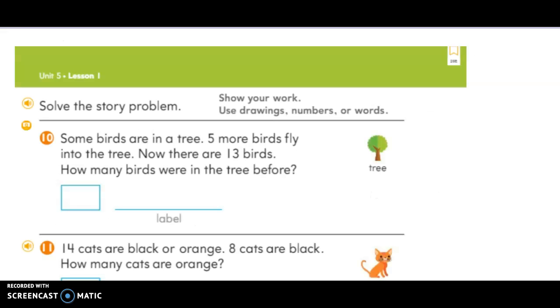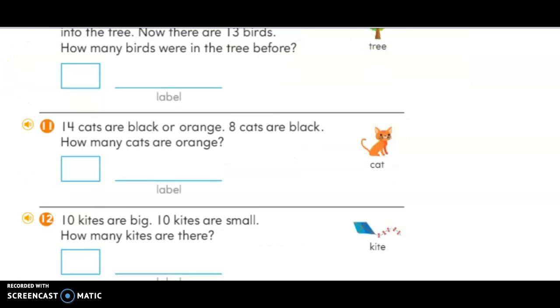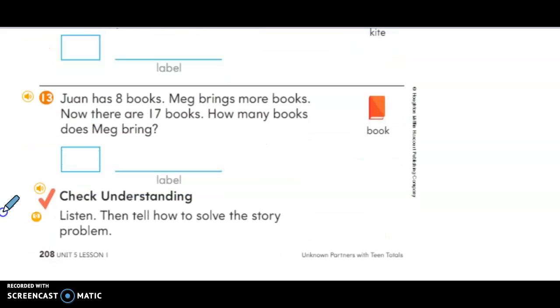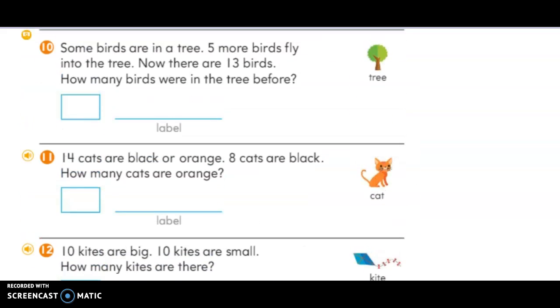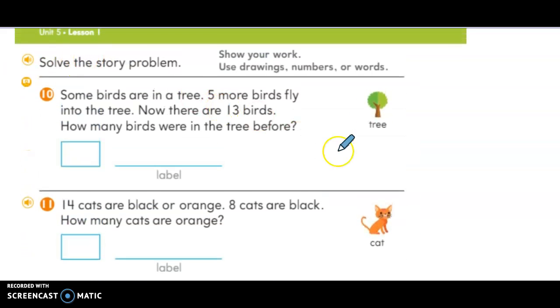All right, we have a few of these to do in our workbook, and this is going to be kind of like your homework for the day. So you don't have to do this one. You're going to read the story prompts very carefully. See if you can figure out, are you looking for the partner or are you looking for the total? What's missing? Okay, you can set it up any way you want. You can use drawings, numbers, meaning like equations, words, anything you want to show how you get the answer.